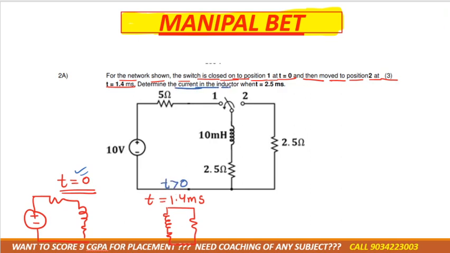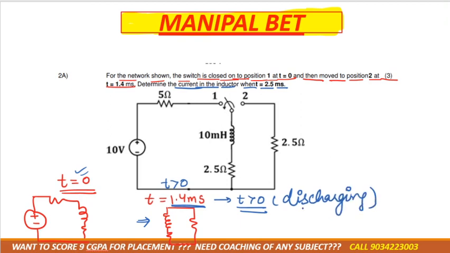Now they asked for the current in the inductor at t equal to 2.5 millisecond. So 2.5 millisecond is after 1.4 millisecond, so that would be t greater than 0. Now as you can see, for this particular circuit there is no supply over here, so this will be the discharging condition. As you know, the discharging equation is IL is equal to I naught e raised to power minus t by tau, correct? Now we need to calculate tau.